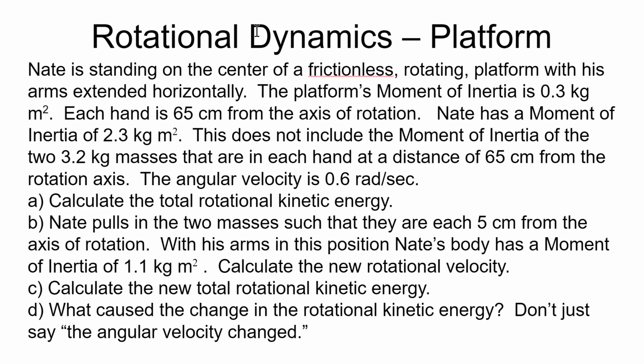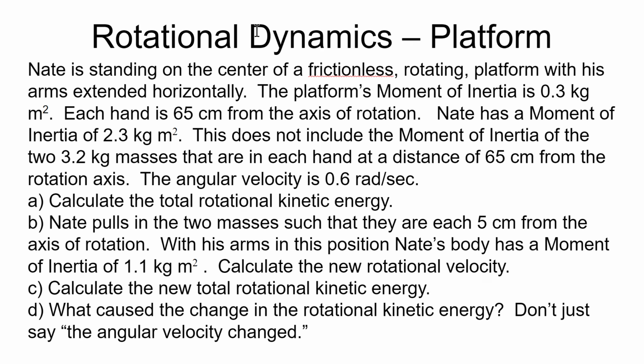This sample problem deals with conservation of angular momentum and also the concept of rotational kinetic energy. So we have a person, we'll say his name is Nate. He's standing on the center of a frictionless rotating platform with arms extended horizontally. So Nate's center is above the center of the platform. The platform itself is a disk and has a moment of inertia of 0.3 kilogram meters squared.